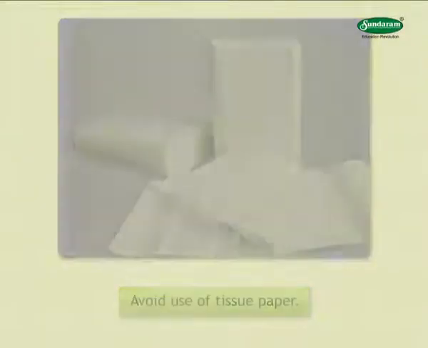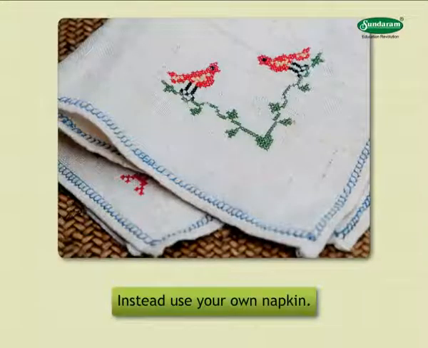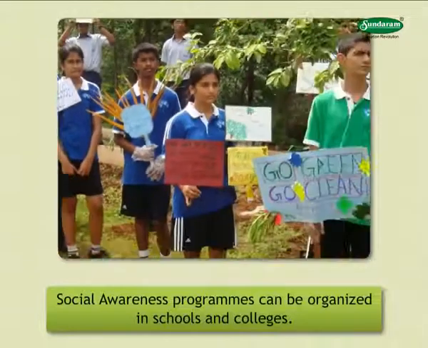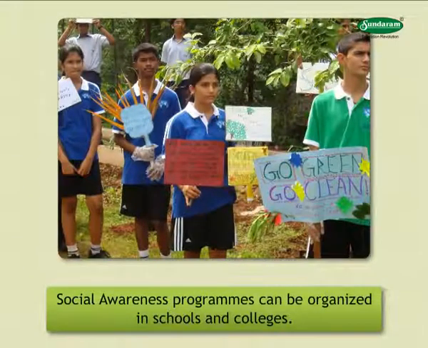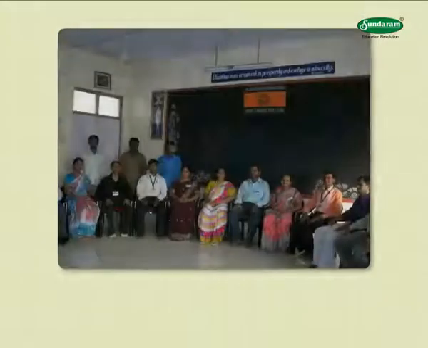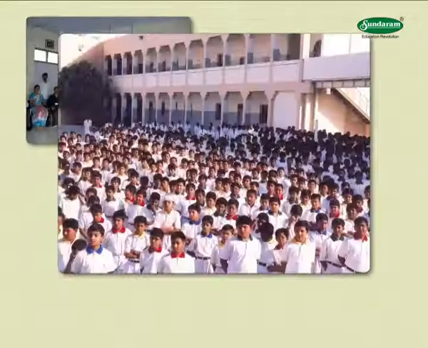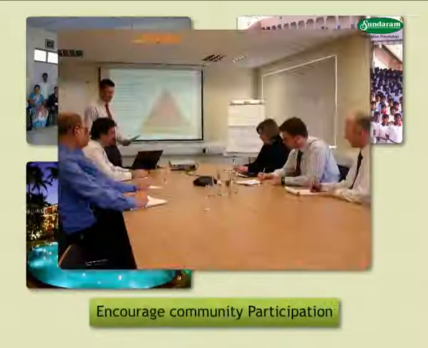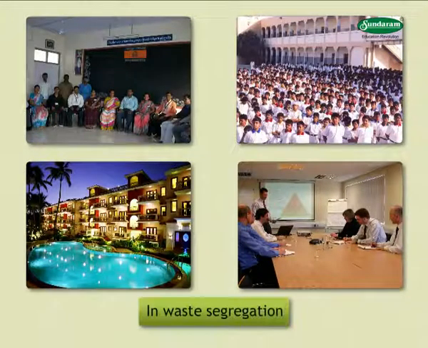3. Avoid use of tissue paper. Instead, use your own napkin. 4. Social awareness programs can be organized in schools and colleges. The municipal authority can undertake step-by-step programs to encourage community participation in waste segregation.